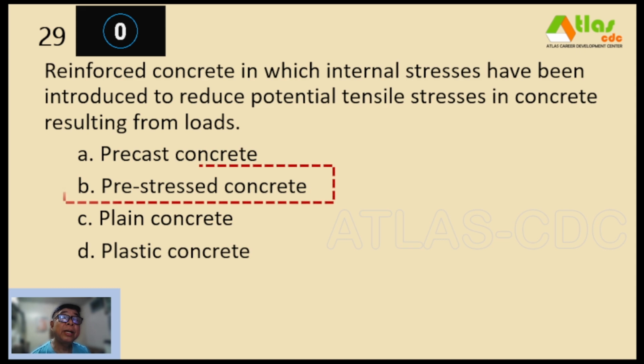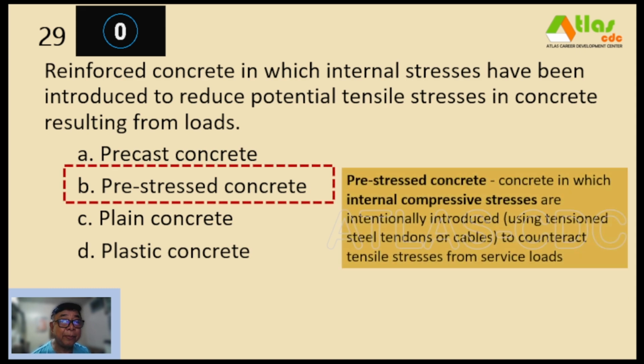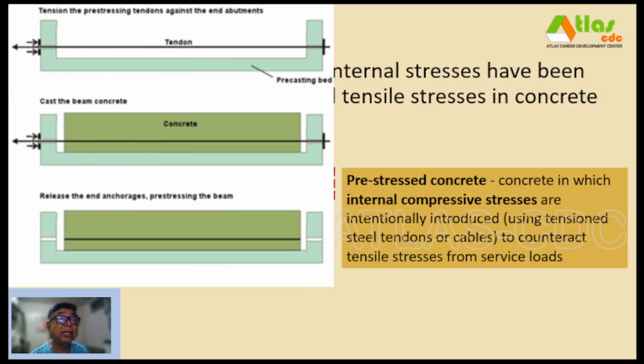And our correct answer is letter B, prestressed concrete. So prestressed concrete is concrete in which internal compressive stresses are intentionally introduced using tension steel tendons or cables to counteract tensile stresses from surface loads. So this is how prestressed concrete is done. It starts with tensioning the pre-stressing tendons against the end abutments and casting the beam concrete, and releasing the beam anchorages at the end anchorages and pre-stressing the beam.